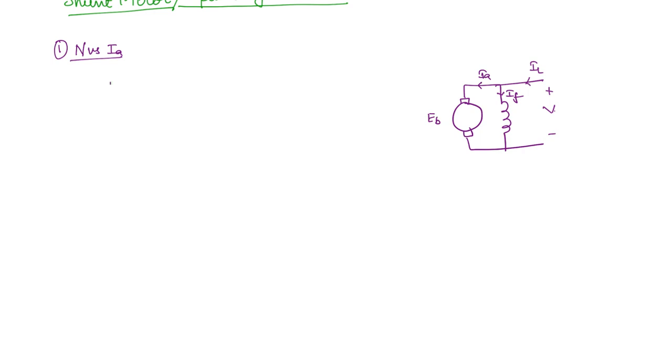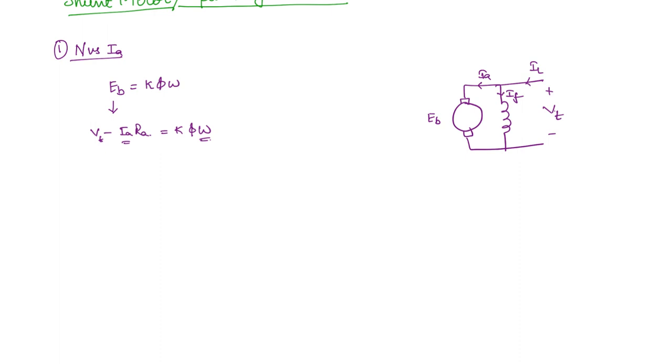Now we know that the back EMF is equal to K phi omega, where K is a proportionality constant, phi is the flux of the field winding and omega is the speed in radian per second, angular speed. Now EB you can write as V minus IA RA, the terminal voltage. So you can write Vt to be more clear. Vt minus IA RA is equal to K phi omega. So here you will get a relationship between the speed omega and IA.